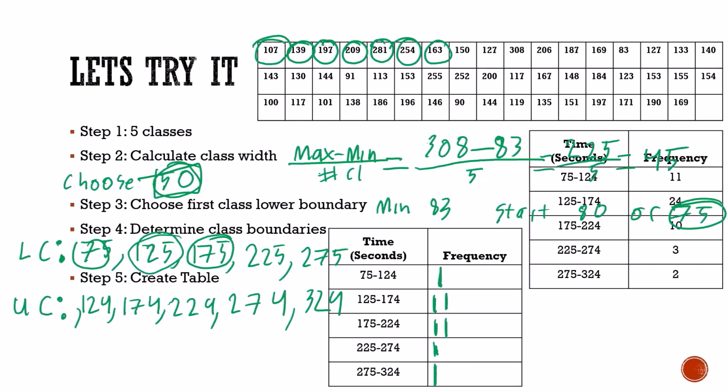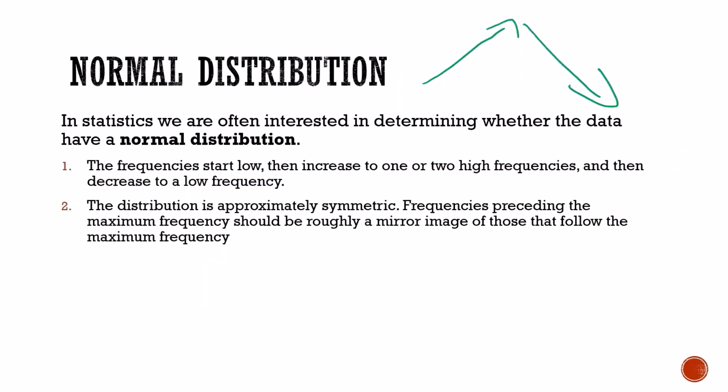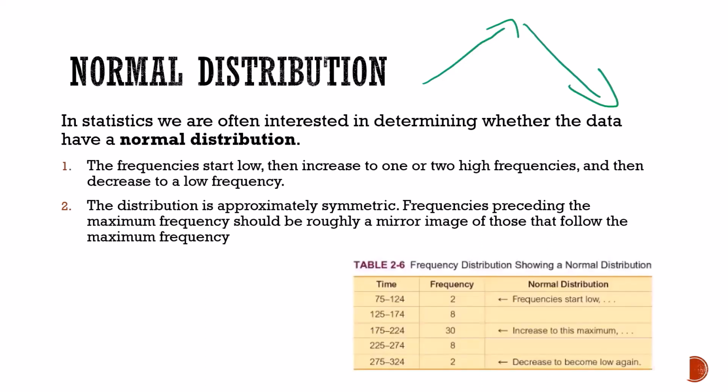The frequencies we had here do part of it. It increases to a maximum and then decreases, but it's not symmetric. Does everyone see that it's not symmetric? So it fulfills the first rule of a normal distribution, but not the second one. So here's one that is completely normal. If there were two people that had a waiting time of 75 to 124, and so on for 125 to 174, then this would be considered a normal distribution.